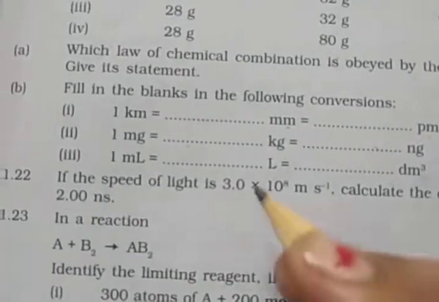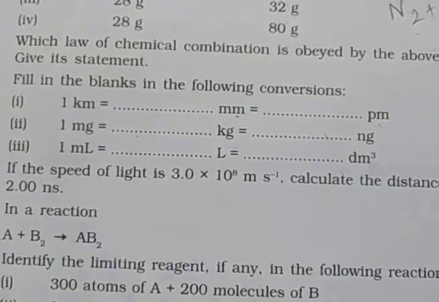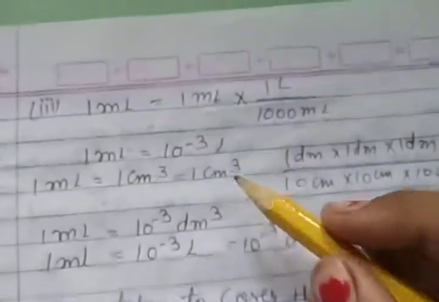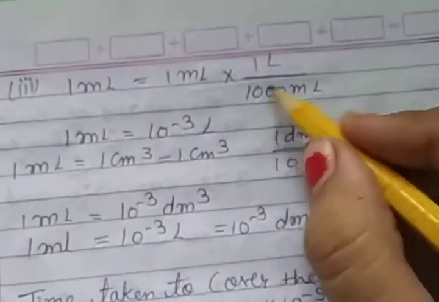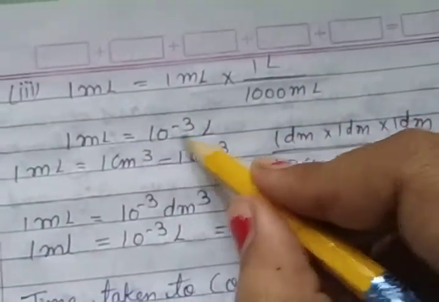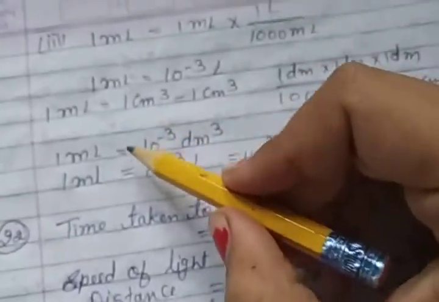Then after that, the next number: 1 ml is equal to how many liters, then convert into decimeter cube. 1 liter is equal to 1000 ml. Okay, so 1 ml is equal to 10 raised to power minus 3 liter. Then convert into the decimeter cube.